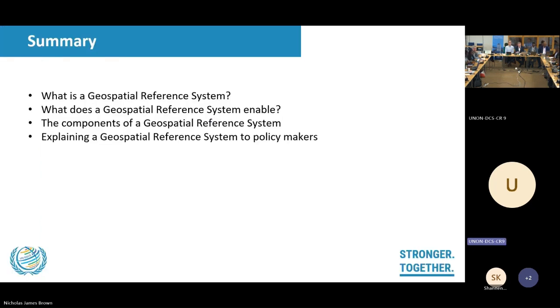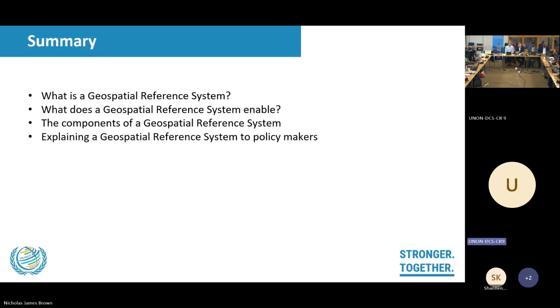All right, so we've covered what is a geospatial reference system. I hope it makes sense now. It's not just one thing, it's a collection of different models and tools and datums and people that come together to help you develop accurate positioning and navigation capabilities in your country.